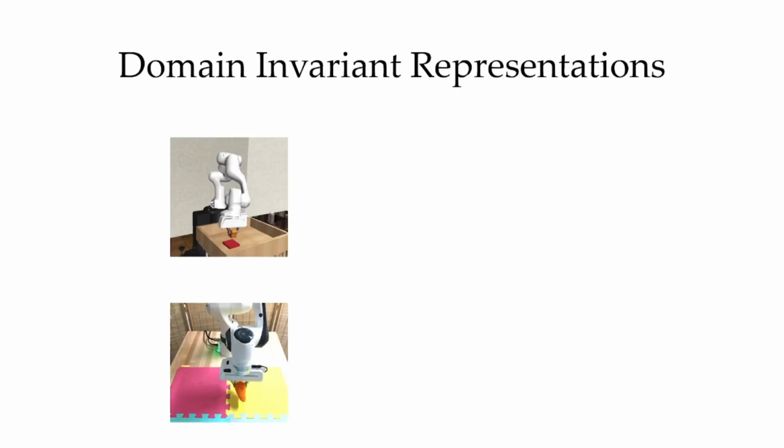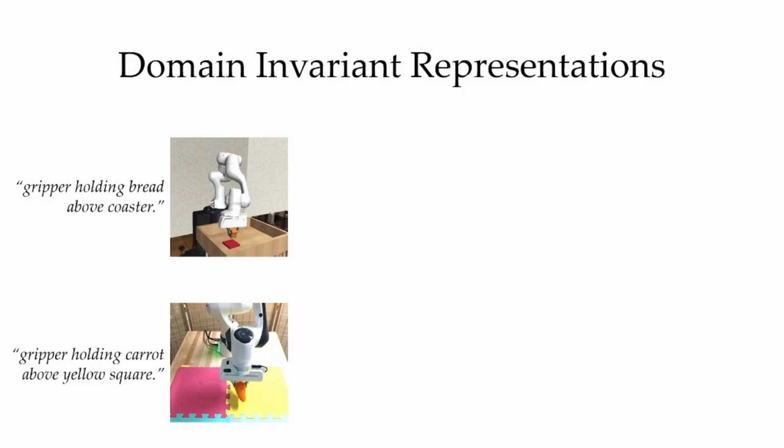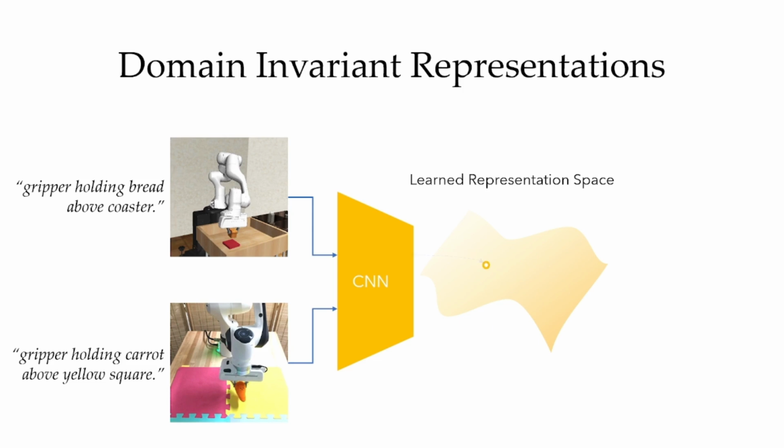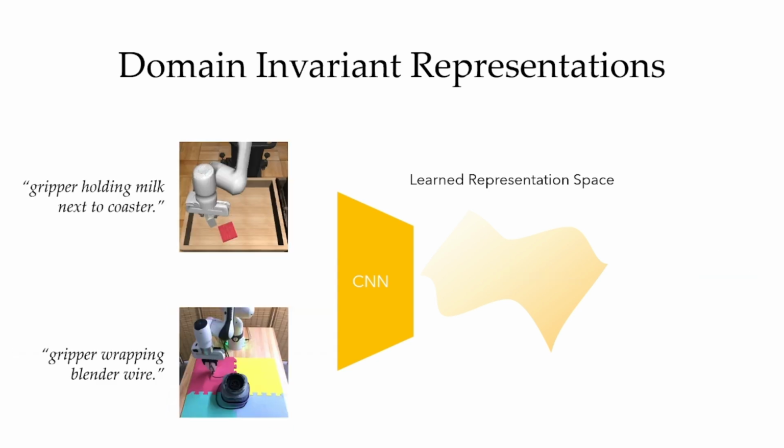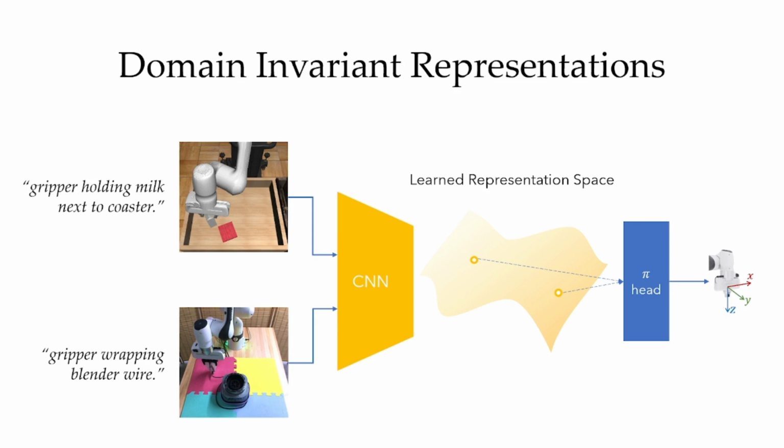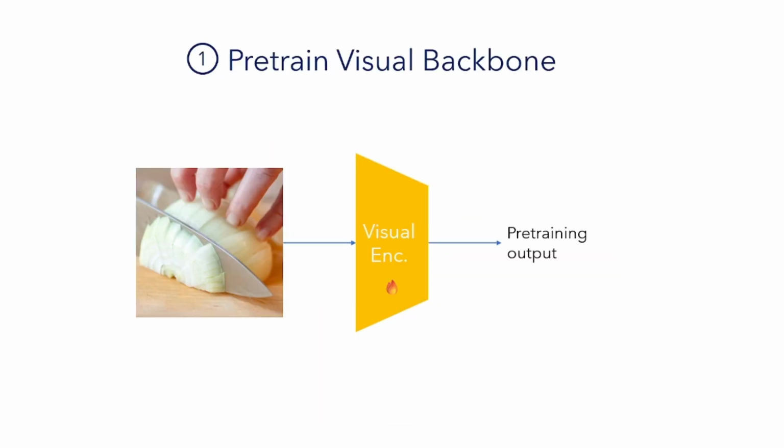So we have a sim and real image both from a pick-and-place task. If they have similar language descriptions, then the sim and real image embeddings should be pushed together in our learned representation space, enabling the policy head to predict similar actions for both images, such as opening the gripper to place the object. Conversely, an image pair with very different descriptions should map to far away regions of the representation space so that the policy head can predict very different actions for the two images.